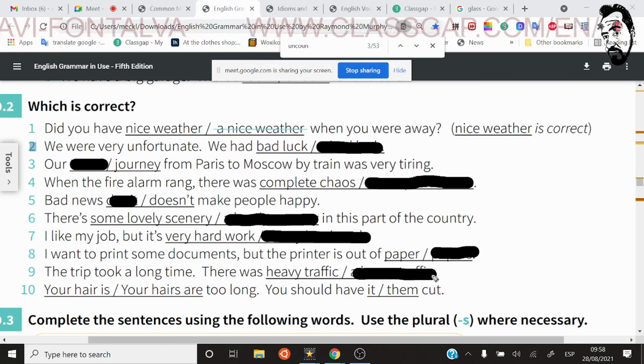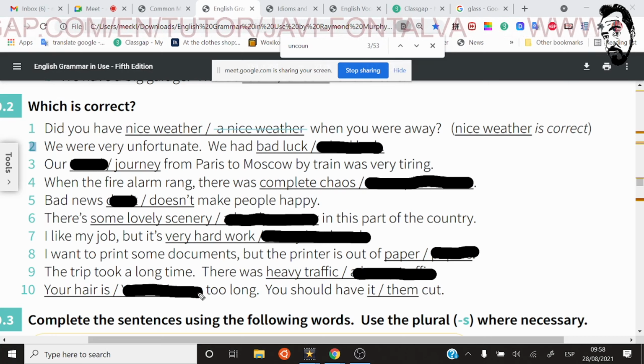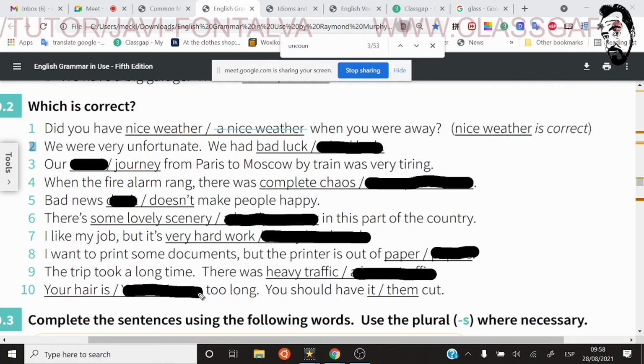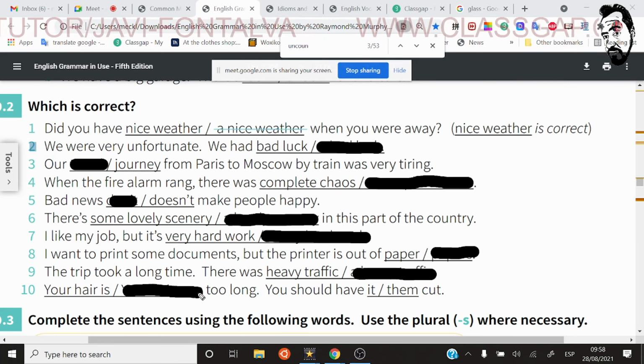Your hair is too long. You should have it cut. Cut, not cutted. You should have it cut. Okay. All right.